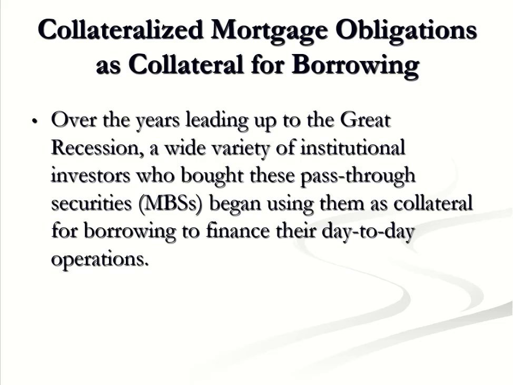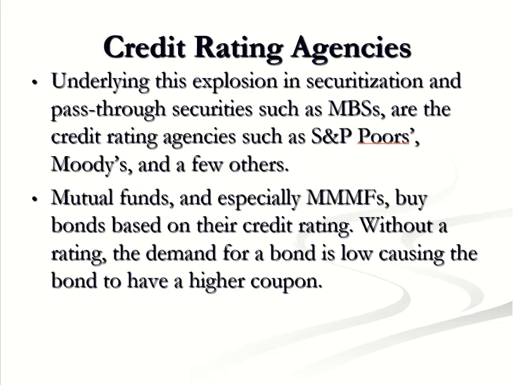And so what's interesting now is that the financial markets became more sophisticated and more leveraged. What I mean by that is mortgage-backed securities and collateralized mortgage obligations became collateral themselves for borrowing. So over the years leading up to the Great Recession, lots of financial institutions bought pass-through securities, mortgage-backed securities, and they used those as collateral to borrow and finance their day-to-day operations. So you have a loan, it's backed by mortgage-backed securities, and the mortgage-backed securities are backed by mortgages, and then the mortgages are backed by real estate, ultimately, the value of real estate.